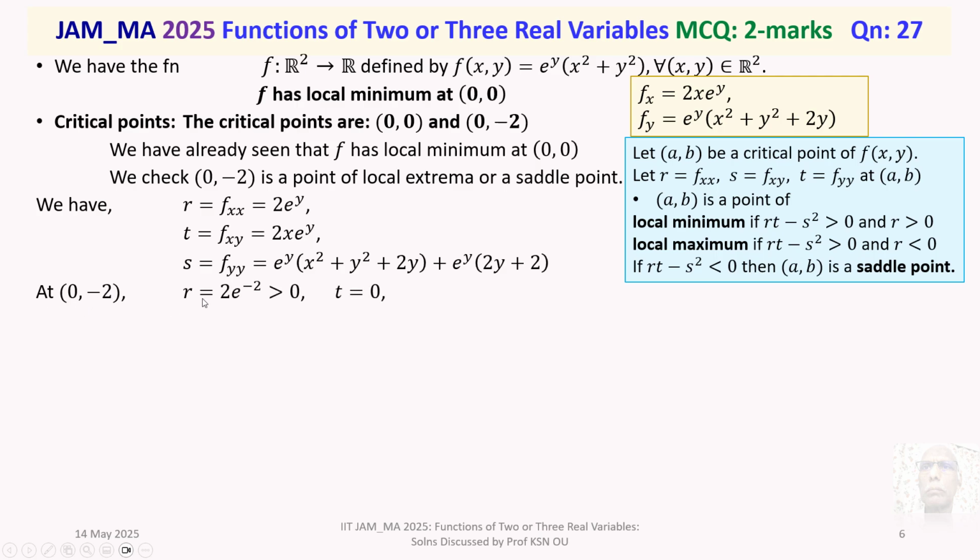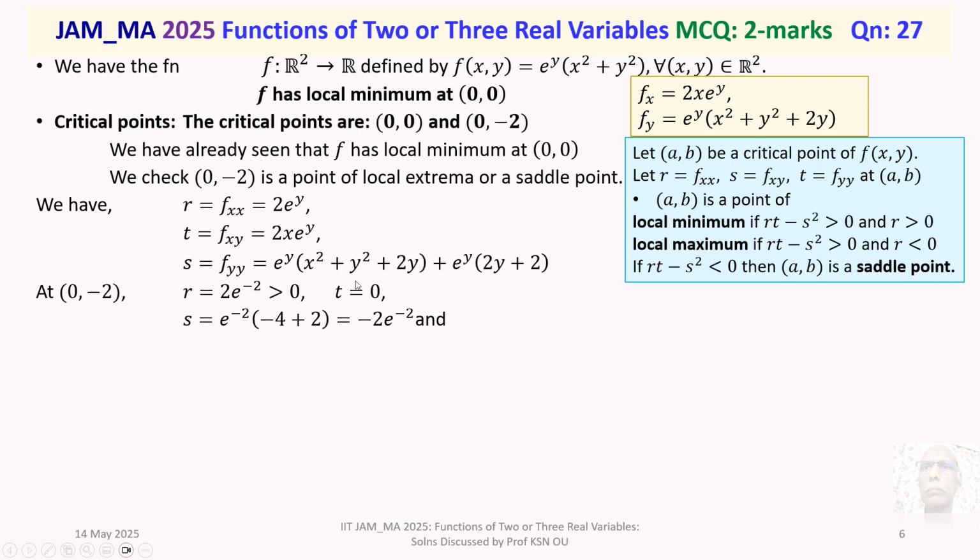At (0, -2), in all these expressions put x equal to 0 and y equal to -2. Then r will be 2e^(-2), which is greater than 0. t will be 2x e^y, and with x equal to 0, t is 0. For s, if you put x equal to 0 and y equal to -2, then x square plus y square plus 2y becomes 0, and from here you will get e^(-2) into (-4 - 2 into 2 + 2), that is -2e^(-2).